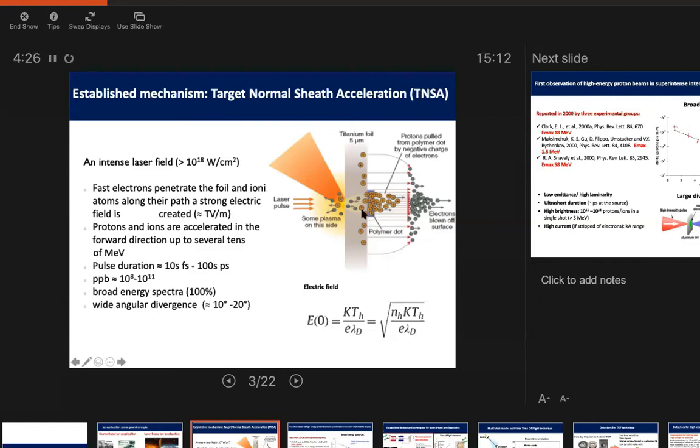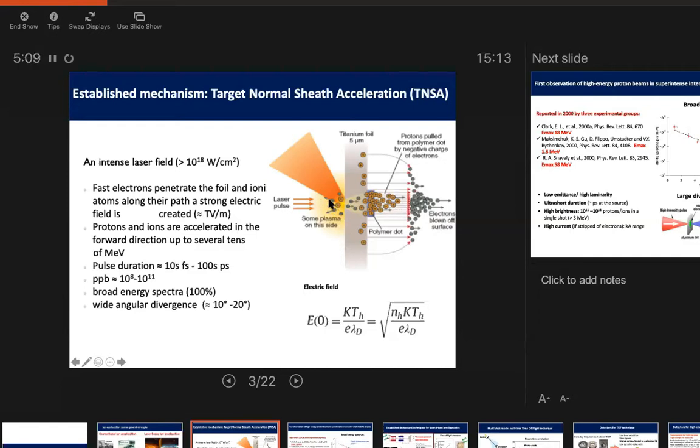When the laser hits a very thin target, of the order of a micrometer, it releases all its energy to the atoms that are present on the surface of the target. Due to this interaction, a plasma is created in this area. Plasma means that negative charge and positive charge are separated. Electrons, which are the lighter particles, are immediately emitted in this direction, and due to the charge separation between negative and positive particles, you have in this area a very strong electric field, which is responsible for the acceleration of protons and ions.